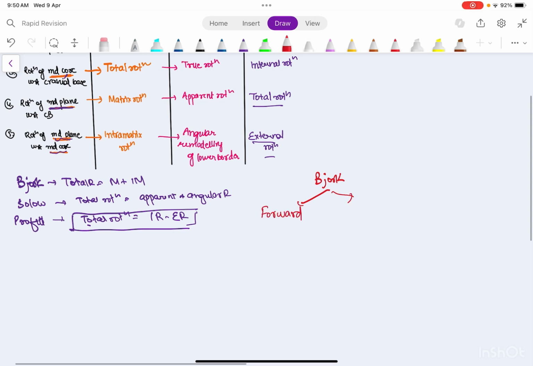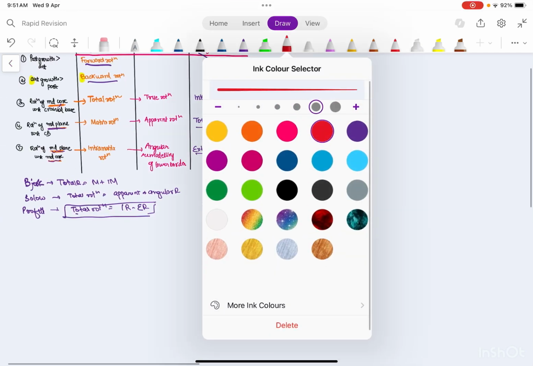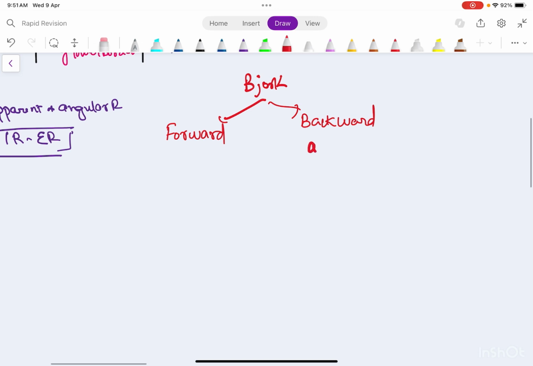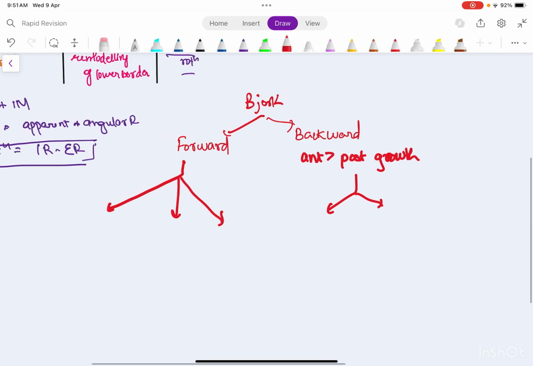Forward and you had a backward. Now as I told you, in backward, what you have to remember is that you have anterior growth more than the posterior growth. All right, and opposite in forward, right? Then he classified them into further types based on the center of rotation.